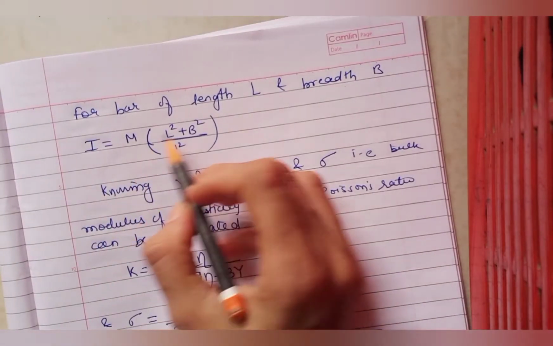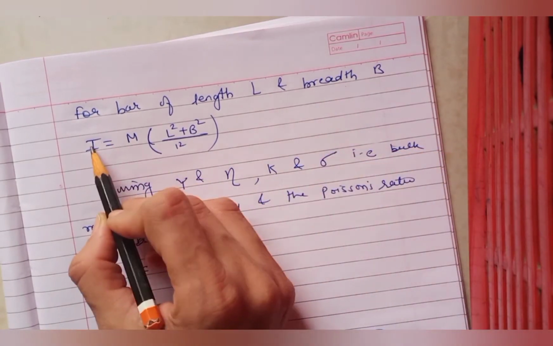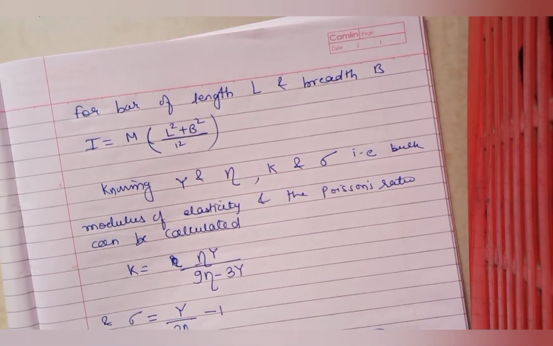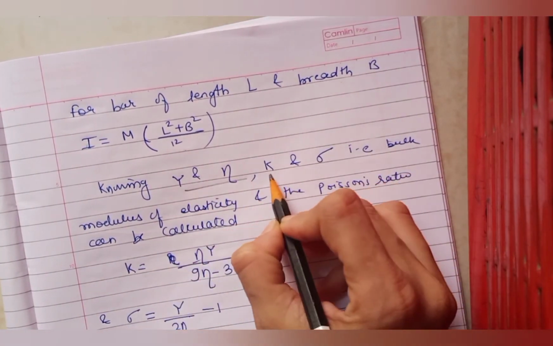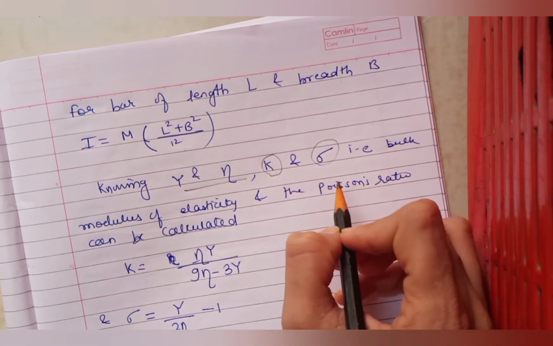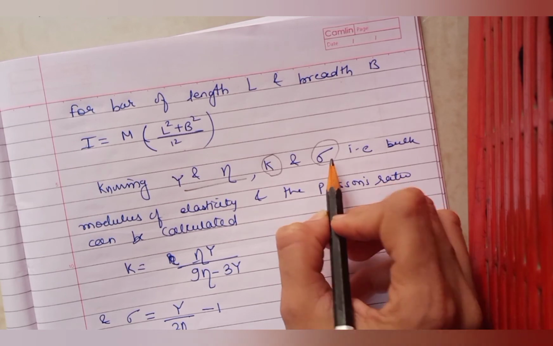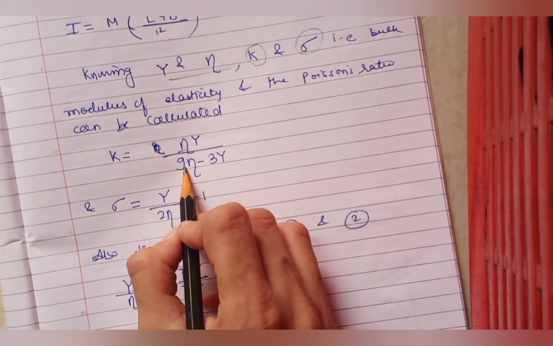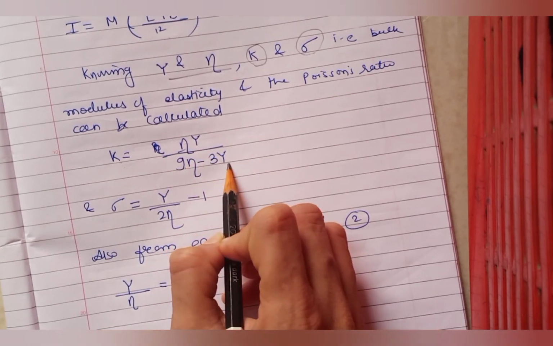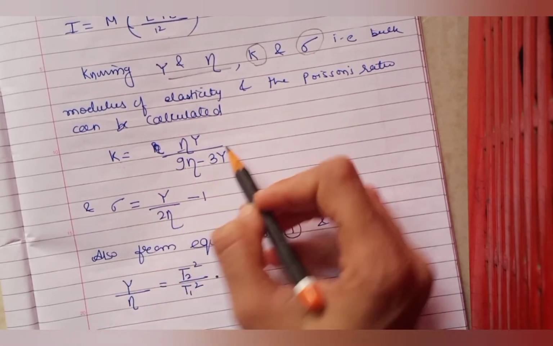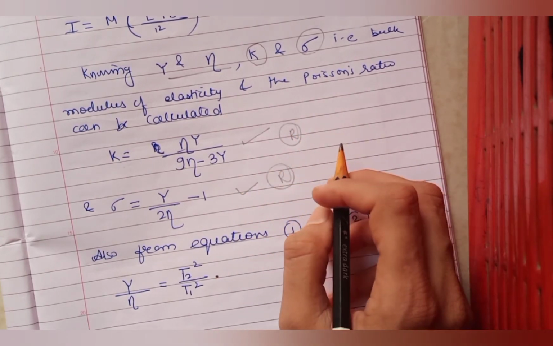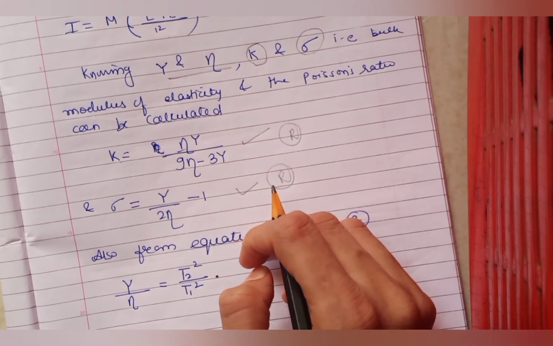So for a bar of length L and breadth B, we know that moment of inertia का formula होता है m (L square plus B square) by 12. Now हमें पता है Y, हमें पता है eta, so हम लोग k भी calculate कर सकते हैं and sigma भी calculate कर सकते हैं. What is k? K is bulk modulus and sigma is Poisson's ratio. So using these formulas you must have studied in your first year. So bulk modulus is eta Y upon 9 eta minus 3Y, and sigma is Y upon 2 eta minus 1. So you have to remember these two formulas. Once you remember these two formulas and you know the value of Y and eta, then you can calculate the value of k and sigma.